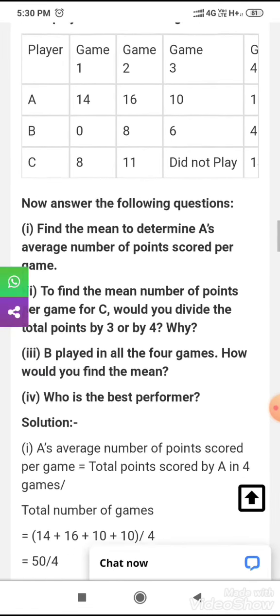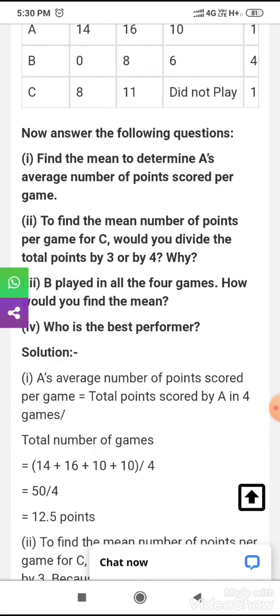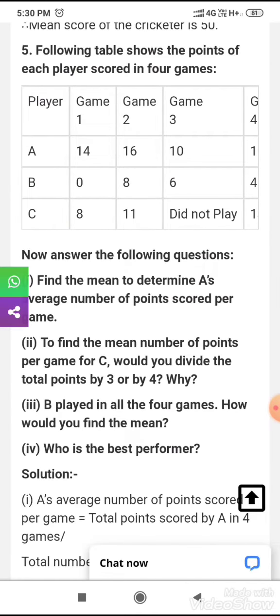Then similarly, points of all the players are given against their names.